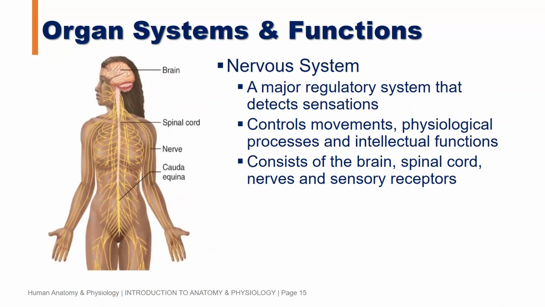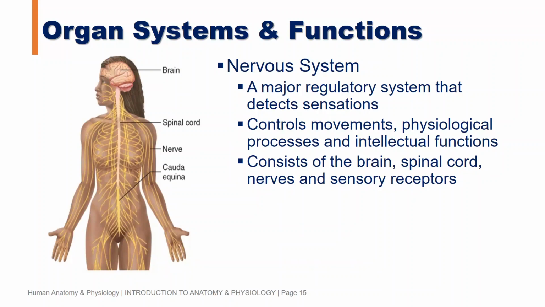For the nervous system, it is a major regulatory system that detects sensations. It controls the movements, physiological processes, and intellectual functions, and it consists of the brain, the spinal cord, nerves, and sensory receptors.